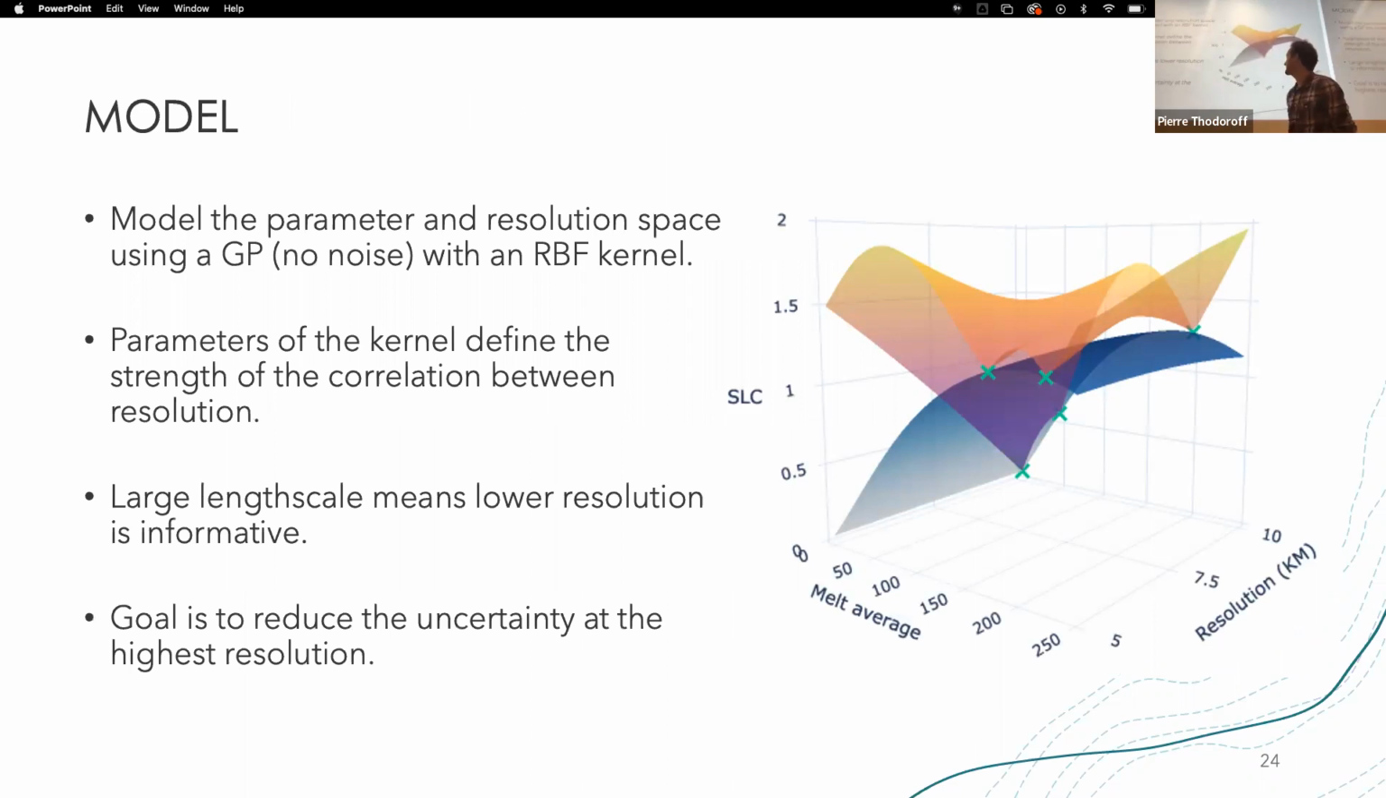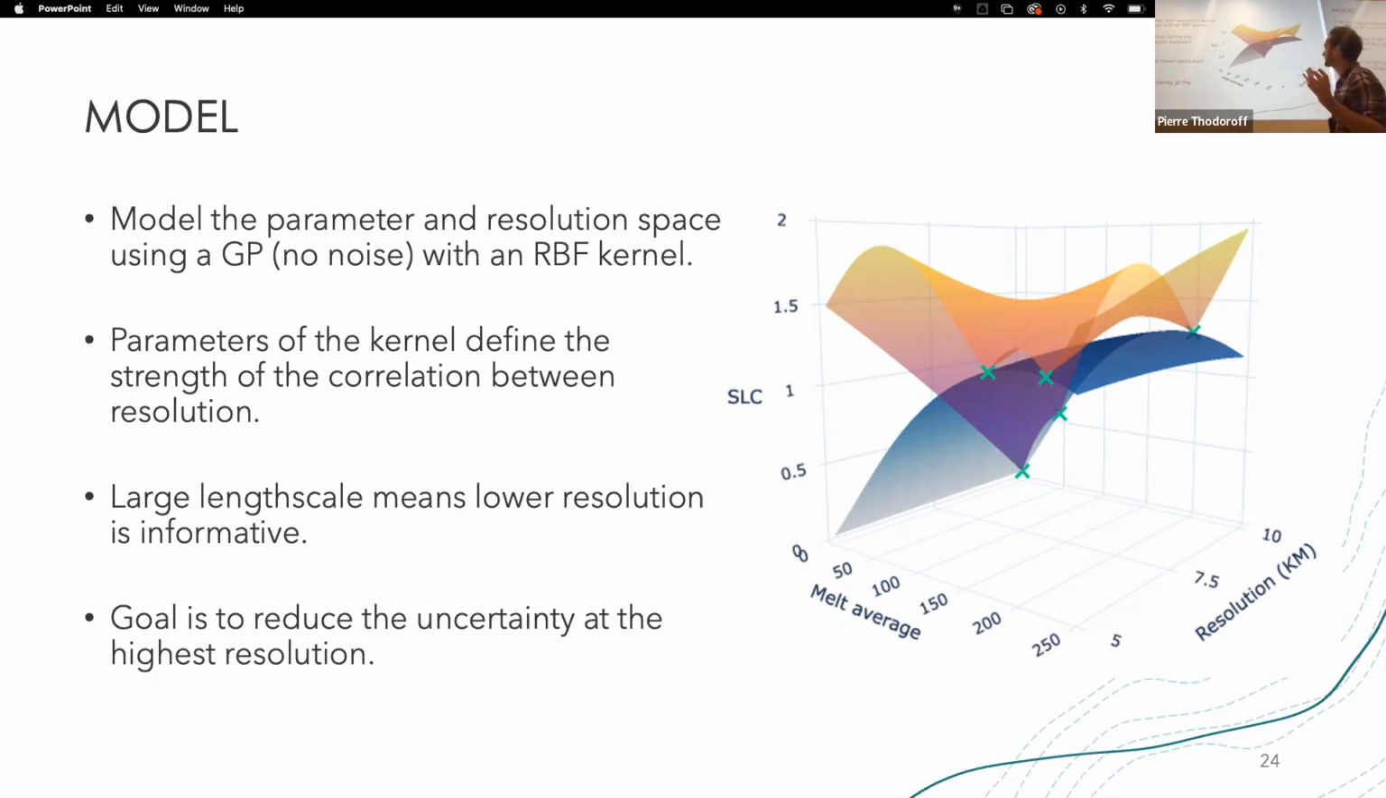Okay, so practically what this means is, I have this graph here. I have the resolution axis in our actual model, which ranges from 5 kilometers to 10 kilometers. 5 kilometers would take about a week to run, I think. We have some input parameters of interest, like the melt average, and we once again have a sea level contribution on the Z axis. We're interested in learning how the function behaves at the 5 kilometer resolution. We have 2 points in the higher range of the melt average, but we have no point in the lower melt average area. So the question is, can we use points at the 10 kilometer resolution to infer what the value would be at the 5 kilometer resolution?